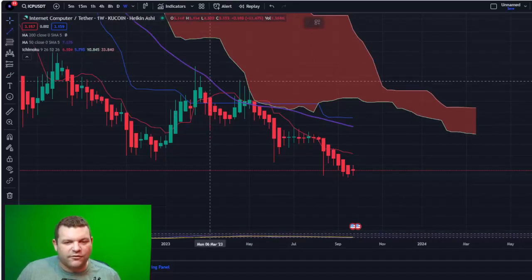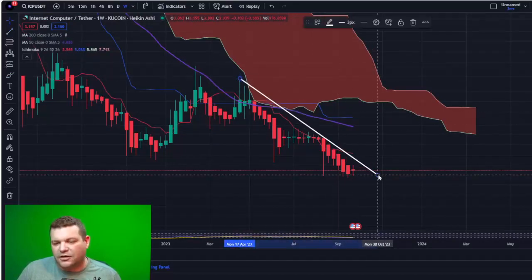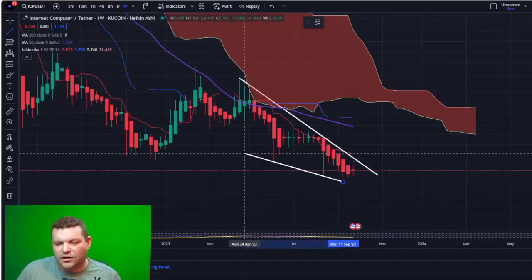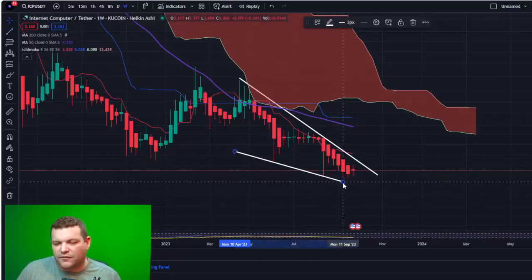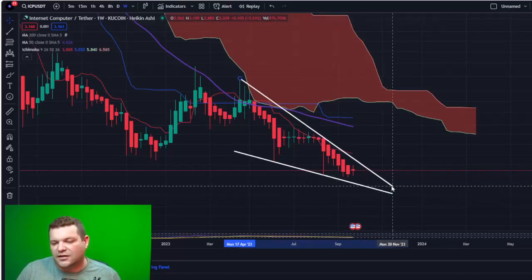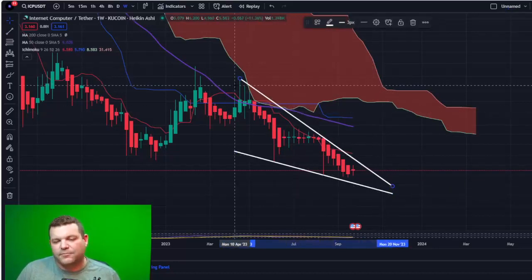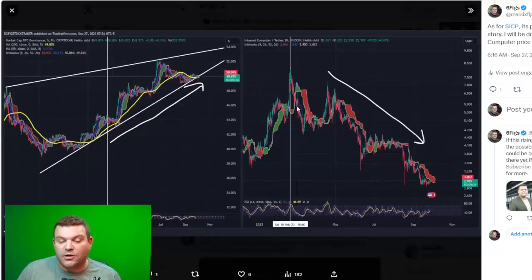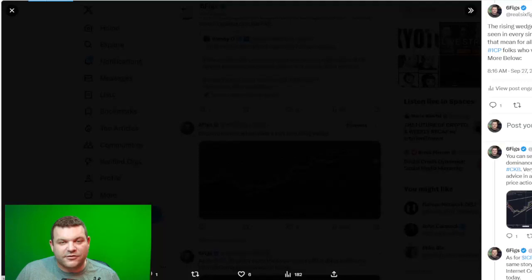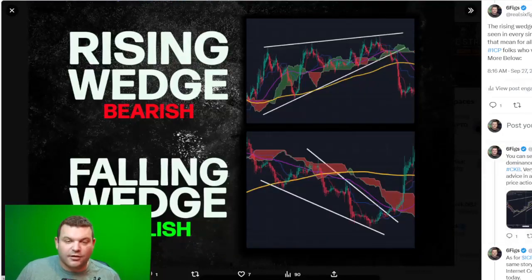Also, there is one very important thing that you guys have got to take a look at, and this is going to be a really nice visual for everyone, and that's the fact that we are seeing this very prominent falling wedge. Remember when I was going back to my Twitter post, and this is why you guys have to follow me on Twitter to get the alpha.